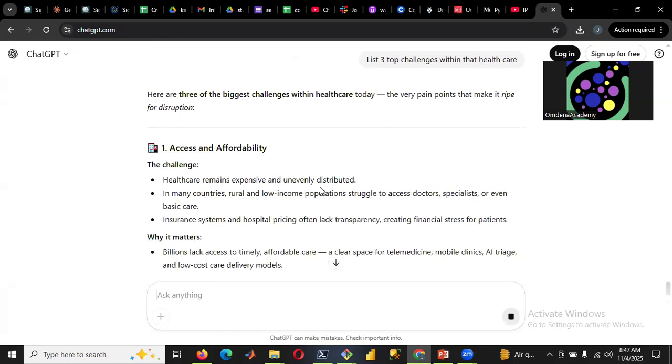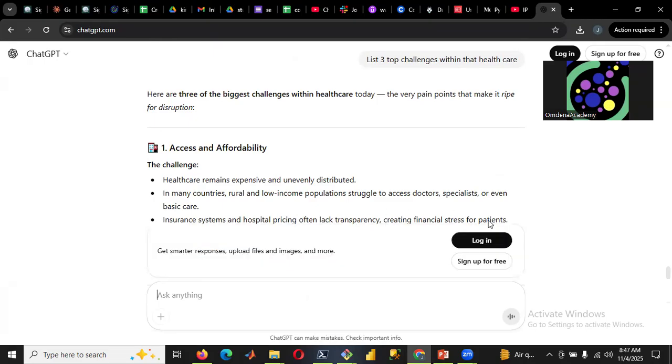Healthcare remains expensive and unevenly distributed. Insurance systems and hospital pricing often lack transparency, creating financial stress for patients. This one, Nigerians understand it very well. I don't need to explain anything. Don't let anybody shoot you with a gun or use a cutlass to cut you somewhere. You will pay first before they attend to you. Secondly, you bring a police report to explain why you have been shot. I hope you will not die before. In fact, it will not happen to you.